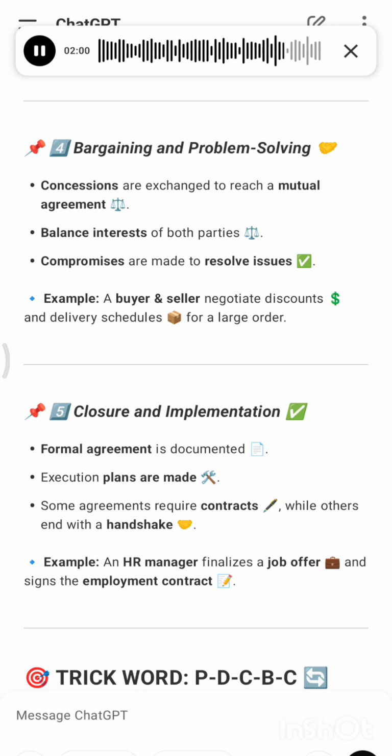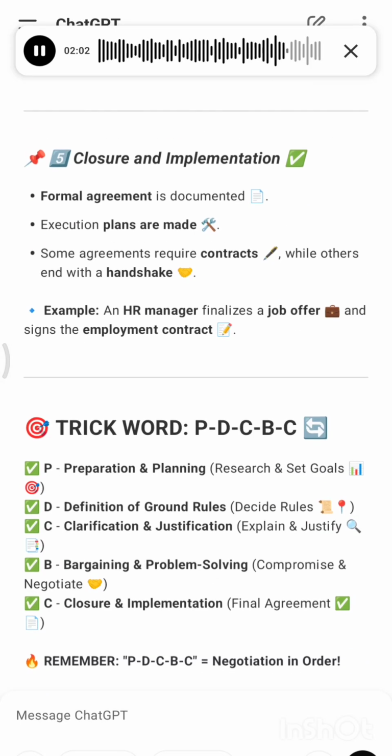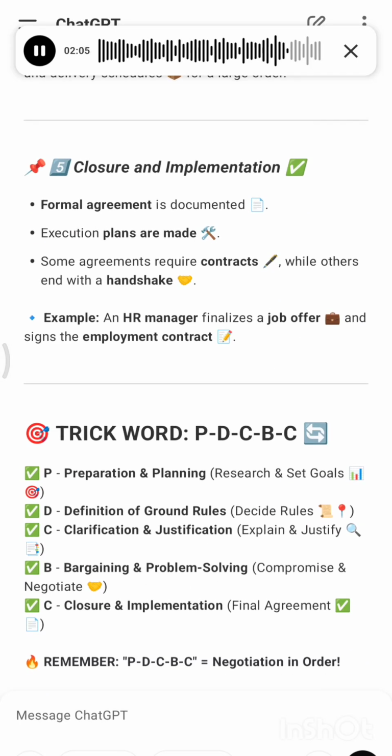Trick word: PDCBC. P, preparation and planning: research and set goals. D, definition of ground rules: decide rules. C, clarification and justification: explain and justify. B, bargaining and problem solving: compromise and negotiate. C, closure and implementation: final agreement. Remember, PDCBC equals negotiation in order.